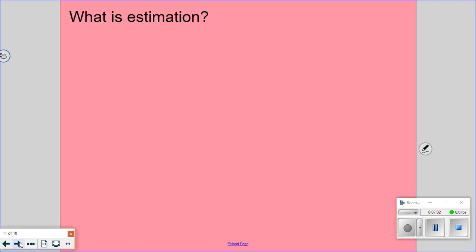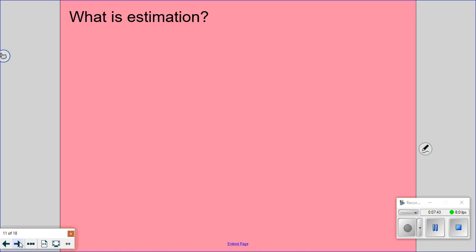I do need you to turn to the next page. This is the title that we're going to be exploring a lot next week. It says, what is estimation? Yes, that is your title. What is estimation? Raise your hand if you have heard that word before. Estimation. A couple of you? Any ideas what estimation means?